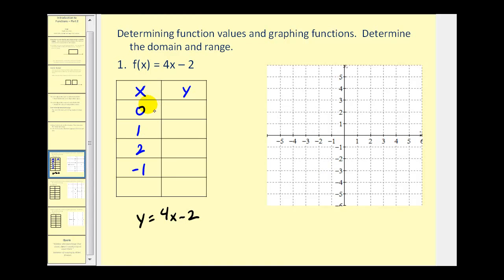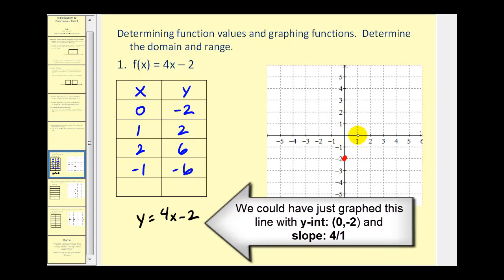So now we're just going to replace x with these values in this equation to determine y. So 4 times 0 minus 2, that would be negative 2. 4 times 1 minus 2 would be 2. And when x is 2, we'd have 4 times 2, that'd be 8, minus 2, that'd be 6. And then when x is equal to negative 1, we have negative 4 minus 2, that would be negative 6. Let's go ahead and plot these points. We have 0, negative 2, 1, 2, 2, 6, and negative 1, negative 6.